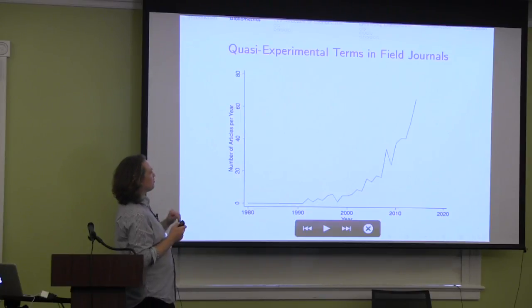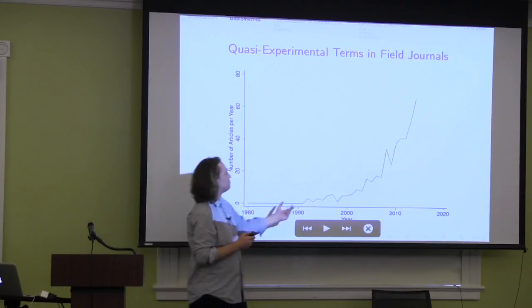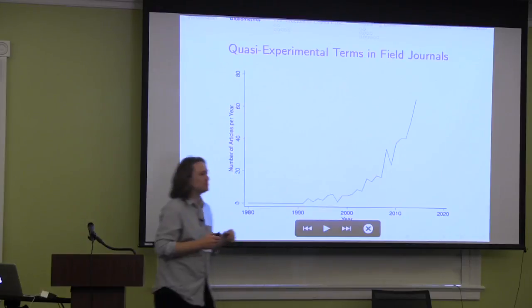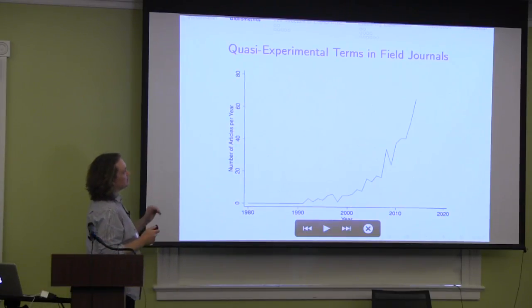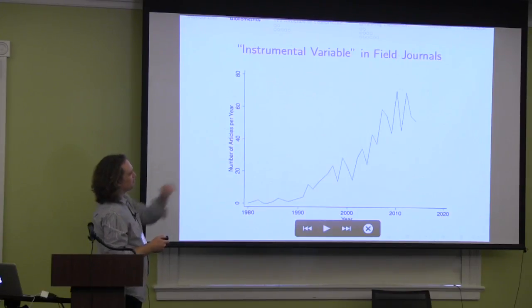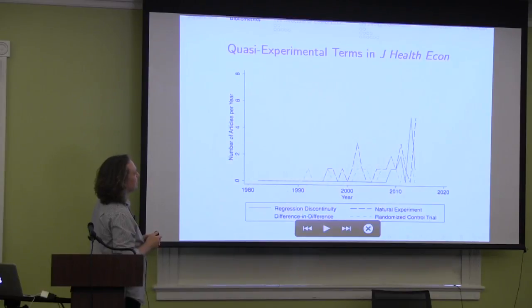I think it's on the order of something like a 400% growth from about here to over there. So this is a sharp upward tick. And it's something that's not just in the general interest journals, but also in the field journals. This is instrumental variable, and I think it tells a very comparable story.